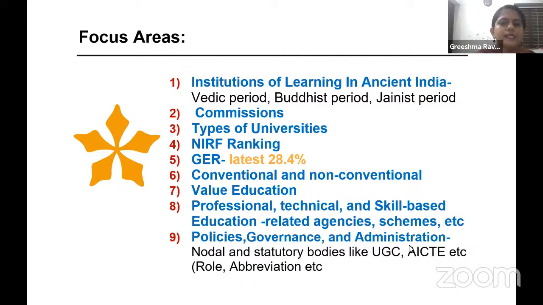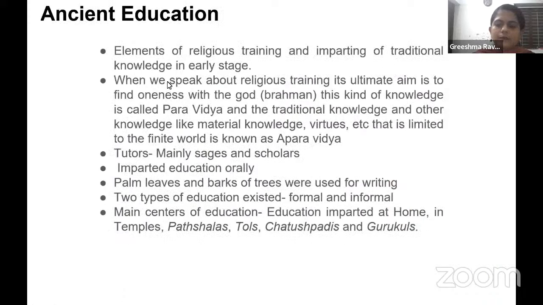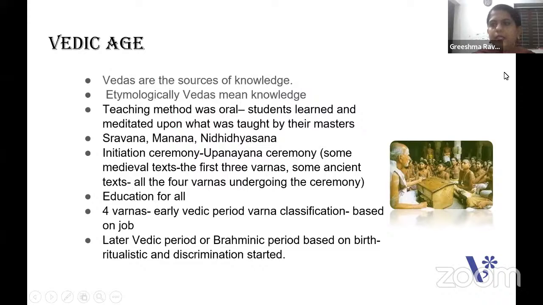Then policies, governance and administration, nodal and statutory bodies like UGC, AICTE, role of these agencies, abbreviations. So questions related to these can be asked. So when you are revising, give focus to these areas and these aspects. Okay. So let's move. Let's revise slowly. Since this is one of the important areas, we will revise some of the points.